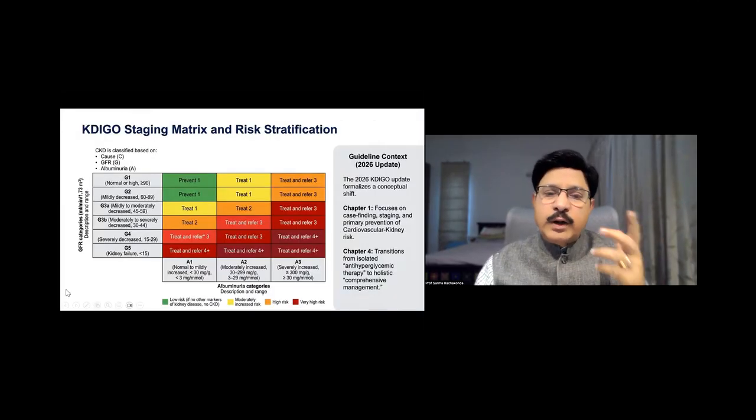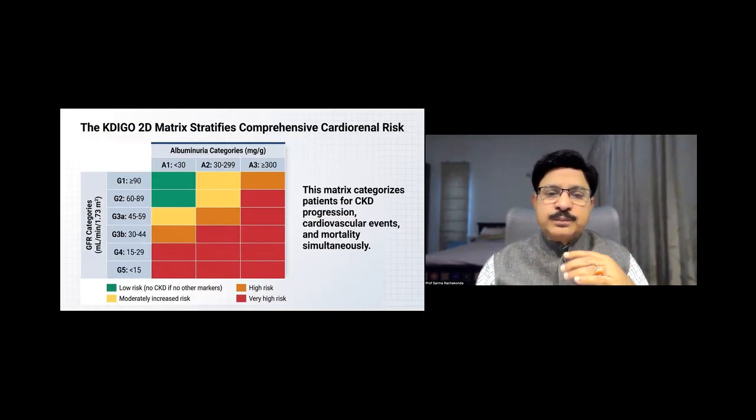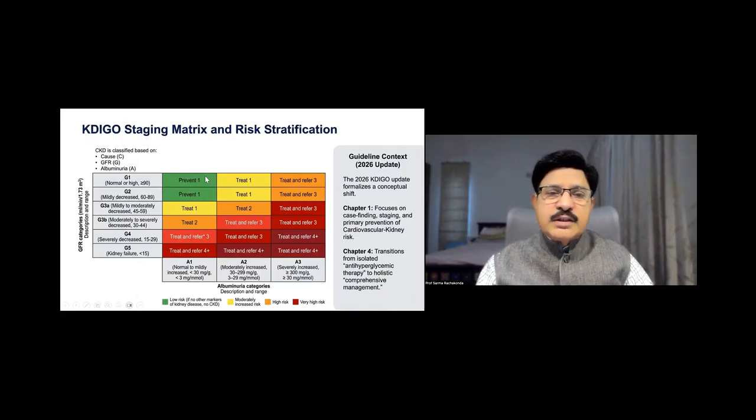Okay. Now what do I do? I have identified this pattern. What is my behavior as a clinician? In this green zone, you prevent. In the microalbuminuria zone, you treat. In the macroalbuminuria zone or the GFR, you treat with 2. And then finally, treat and refer. That is 3. And treat and refer 4 plus. What are these 4s and all? You can see low risk, moderate risk, high risk, and very high risk. So depending on where the patient is, my treatment is decided.